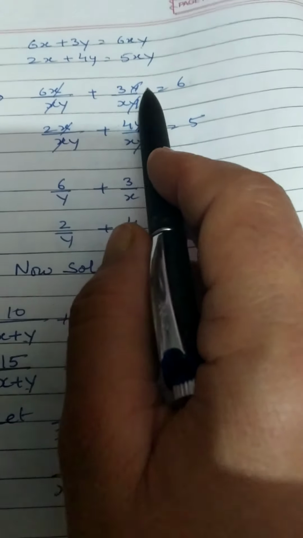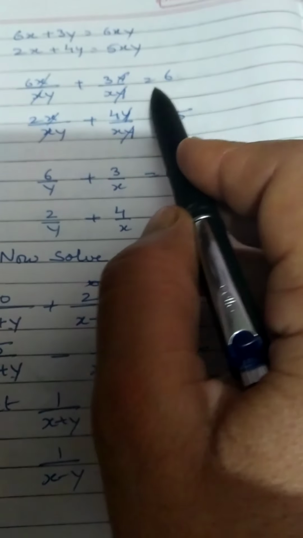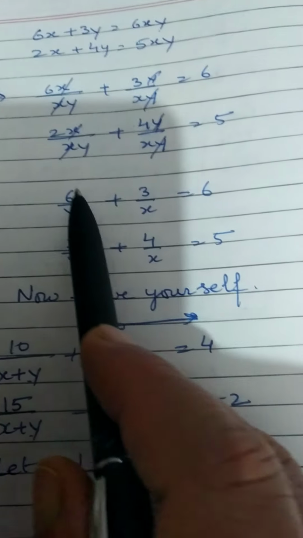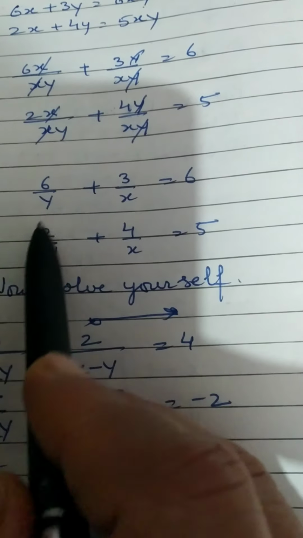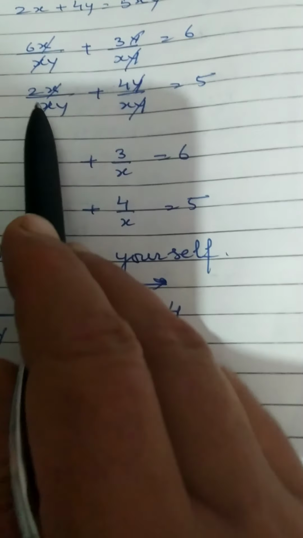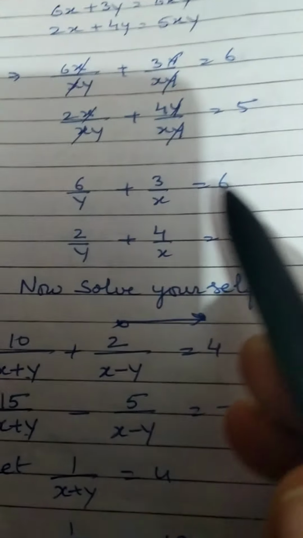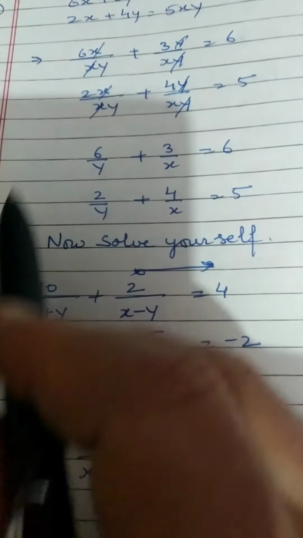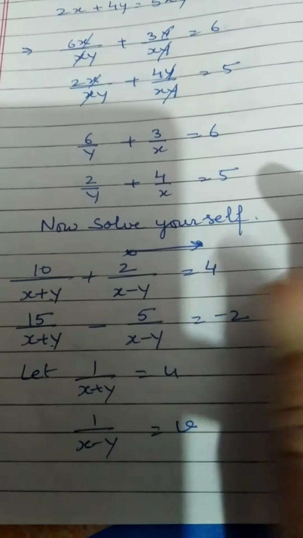6x upon xy plus 3y upon xy is equal to 6xy upon xy. xy will cancel here and we will get 6. And here x cancels and here y cancels. Similarly, in this term also x cancels and y cancels, and we get these two equations: 6 upon y plus 3 upon x is equal to 6 and 2 upon y plus 4 upon x is equal to 5. Now we have to solve these equations as we have done before. This is the exercise for you students to do, and you are to find the values of x and y.